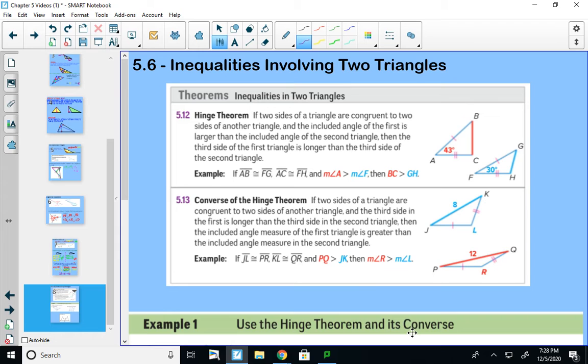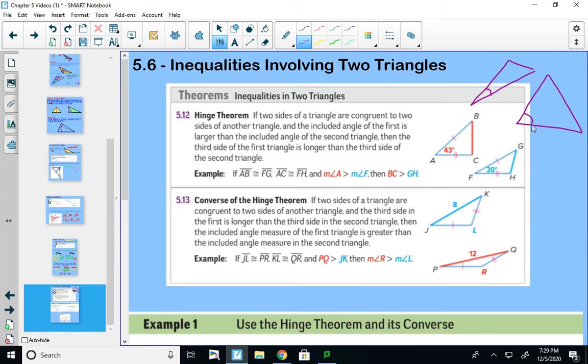If you make your hinge make a small angle, so let's say my hinge is really, really tiny like that, the side across from my angle in the triangle is going to be small. If I take my hinge and I open it up to make a big angle, the side across from that angle is going to be big. So that is what the hinge theorem says.